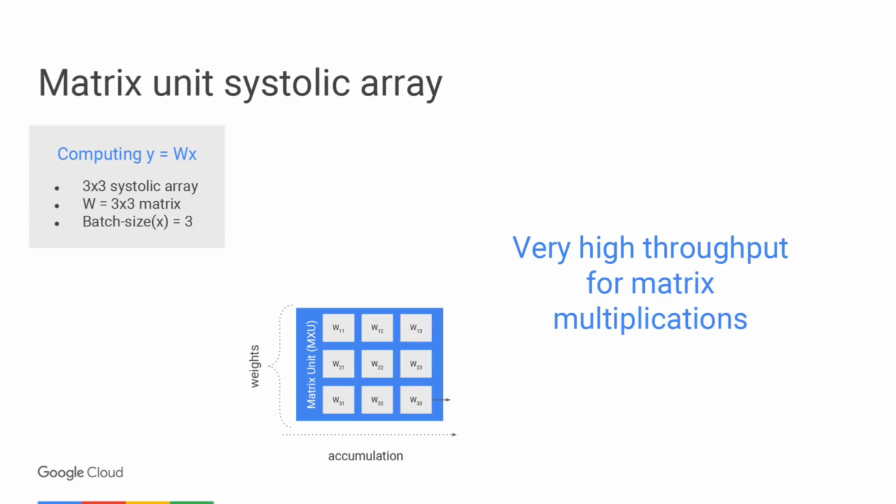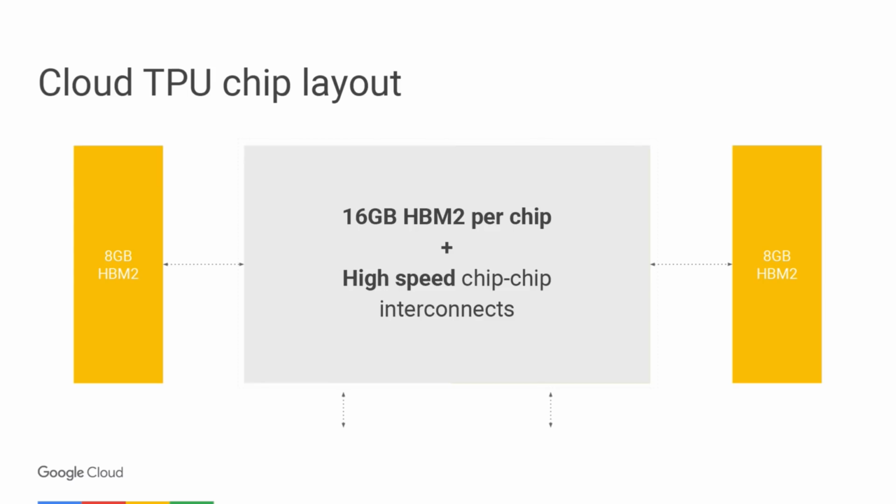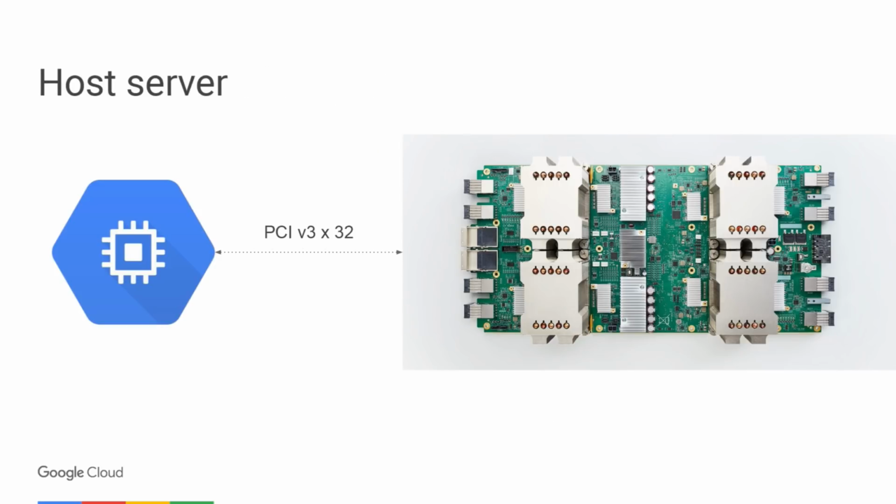I'd also like to emphasize that each one of these chips has 16 gigabytes of HBM2 extremely high bandwidth memory, leading to a total of 64 overall, which is a lot. And we have these extremely high-speed chip-to-chip interconnects that make it convenient for you to distribute your model across the cloud TPU in either a data parallel way or eventually with model parallelism. So each one of these boards is connected to the host via PCI.